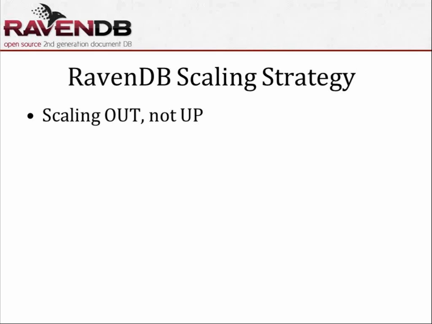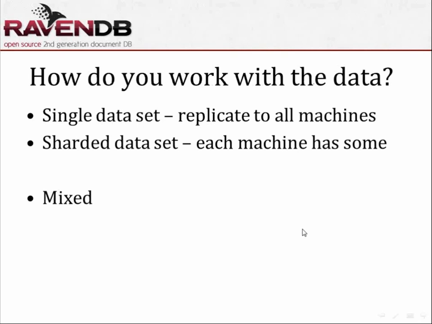Even so, we have two alternatives. The first alternative is the single dataset. In the single dataset scenario, we have multiple machines, and every machine has the entire dataset that we are working with. Usually we talk about replication, master, slave, and we'll discuss all of those options with regard to replication in a few minutes.